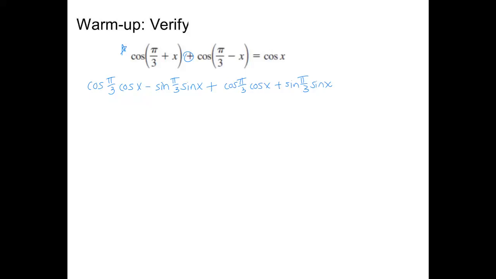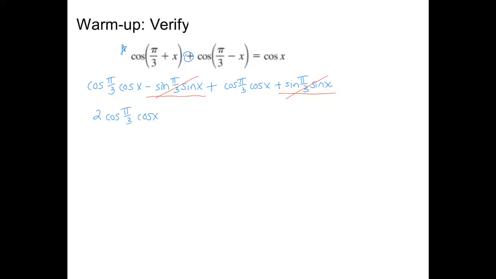At this point, I want to note a couple things. First of all, my goal is to get rid of all of the sines because the final answer is just cosine x. And also I notice that we've got the negative sine pi over 3 sine x term, and then down here we have the positive sine pi over 3 sine x term. No matter what the actual value is, it's going to be a negative and then a positive, so they're going to cancel each other out. So that means I am left with just cosine pi over 3 times cosine x, and actually there are two of those. So I'm going to rewrite it like this.